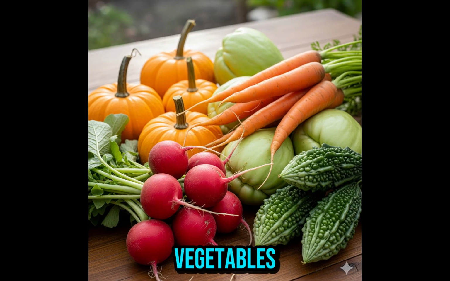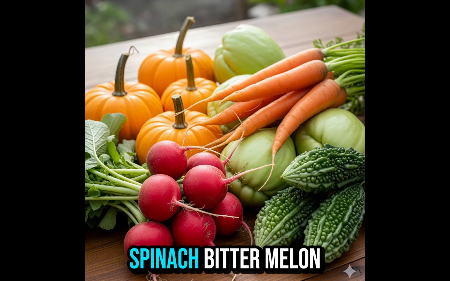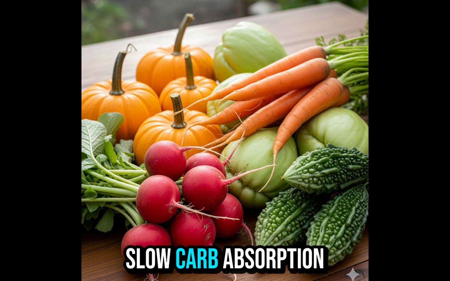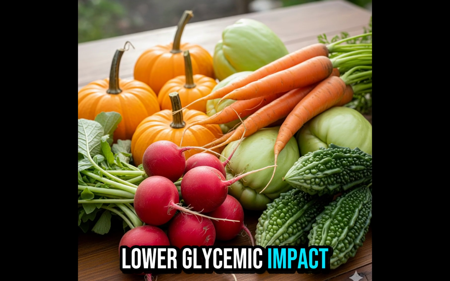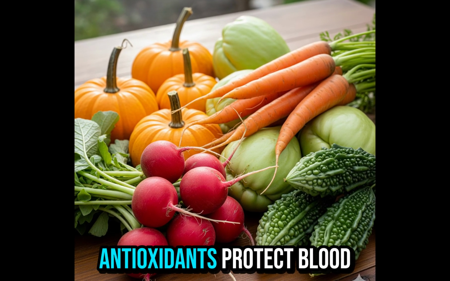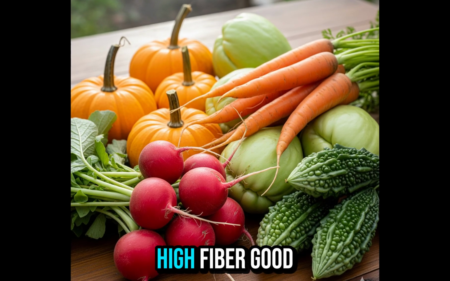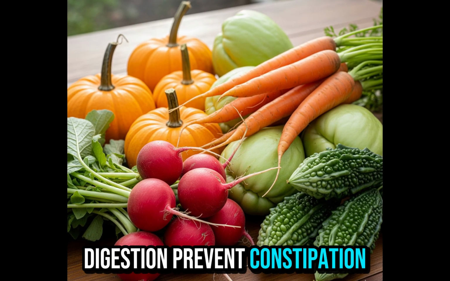2. Non-starchy vegetables: leafy greens, broccoli, spinach, bitter melon. Slow carb absorption, lower glycemic impact. Packed with vitamins, minerals, antioxidants, protect blood vessels. High fiber, good digestion, prevent constipation.